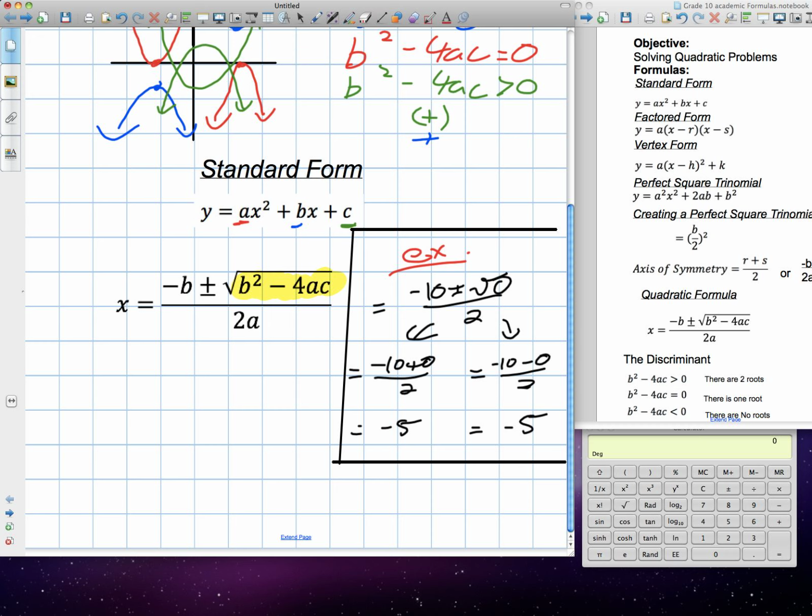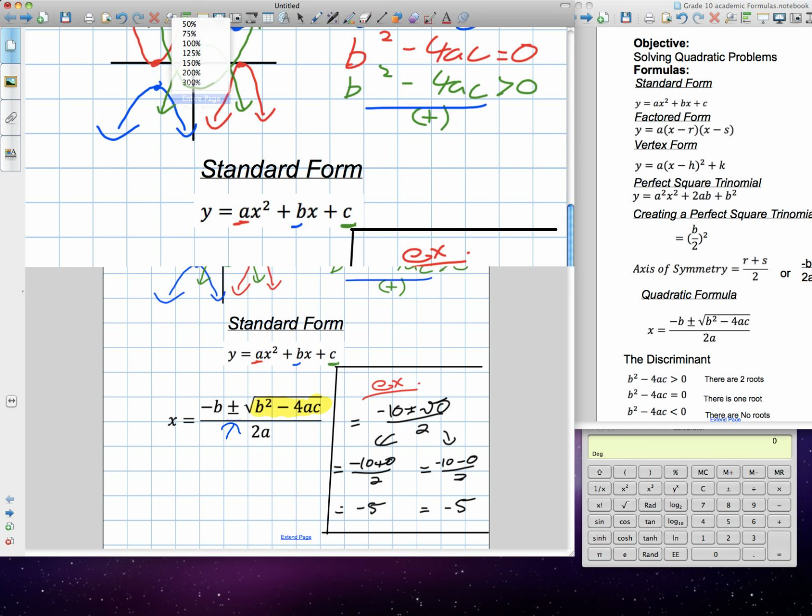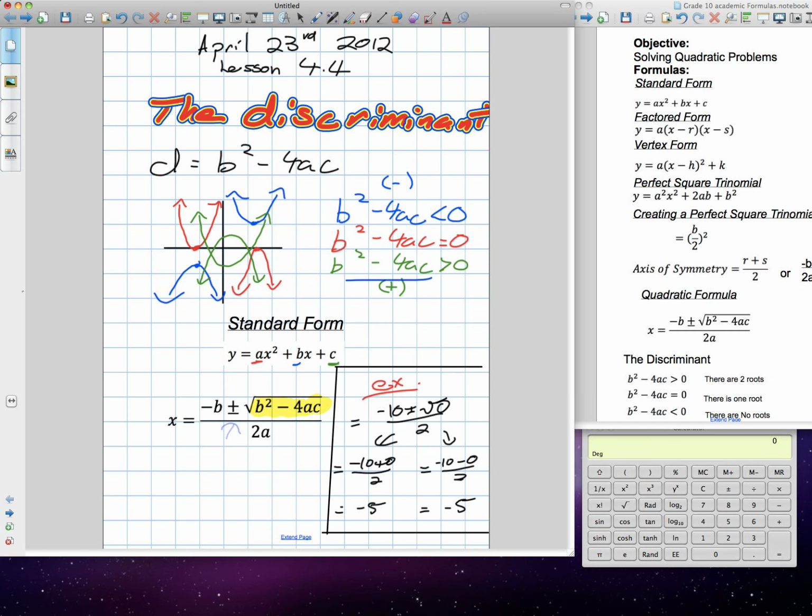And finally, if we do get a number greater than 0, a positive number, when we find the square root, we're going to get two different terms when we go to split it. A positive and a negative, which means we'll have two roots. That's the idea behind this.